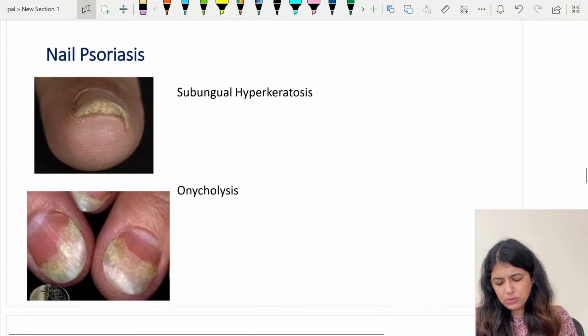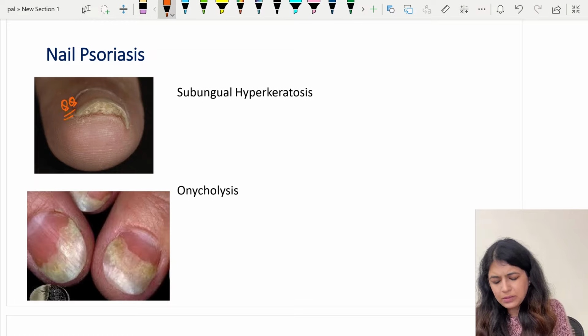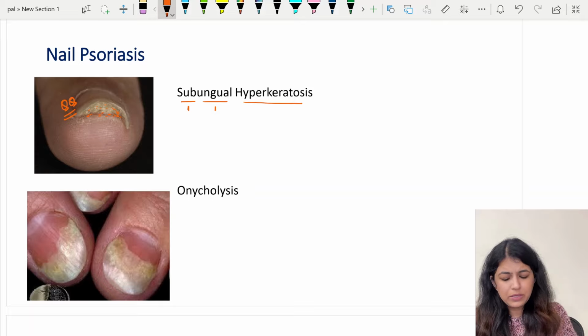Now this image has also been given in your paper. This was given in the last to last paper, where you see a lot of scaling under the nail. This particular finding is called subungual hyperkeratosis. Sub means under, ungual means nail, and hyperkeratosis means scaling. So there is a lot of scaling under the nail.